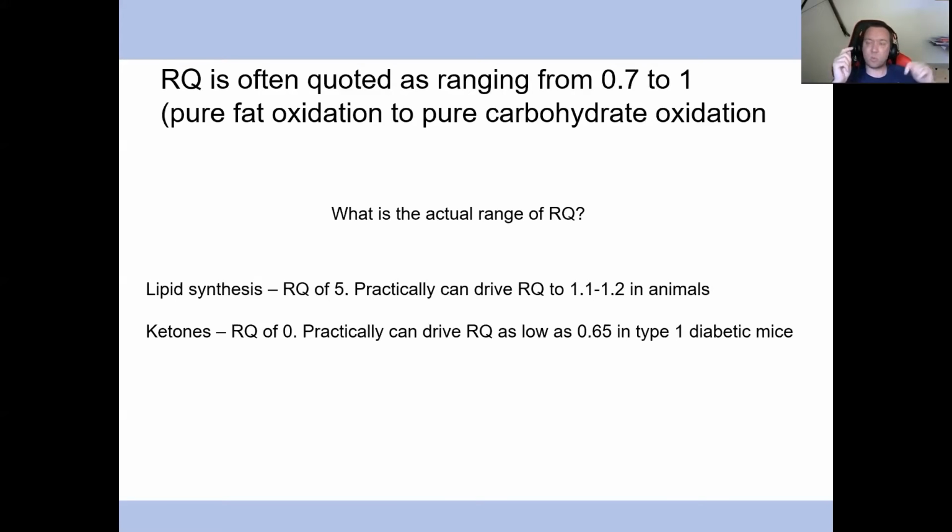The other state that will drive your RQ below 0.7 is heavy consumption of alcohol, because that has an RQ of, I think, 0.66 to oxidize alcohol. Less relevant for us in the work we do.